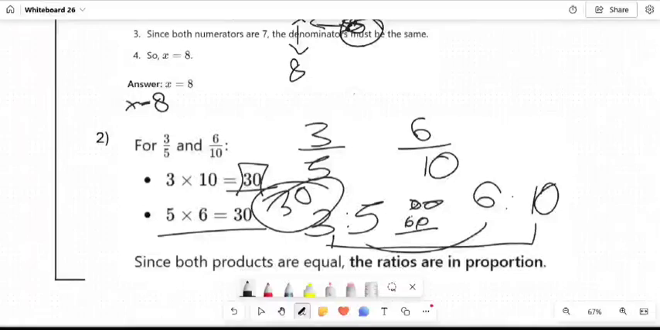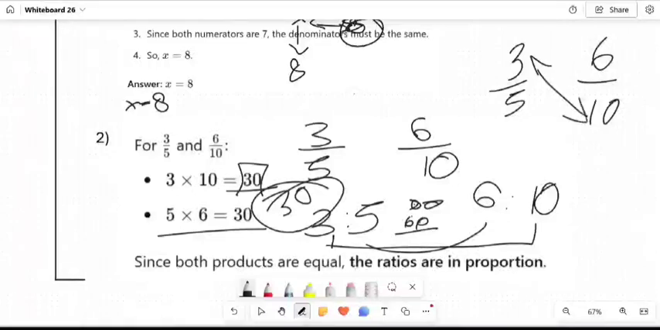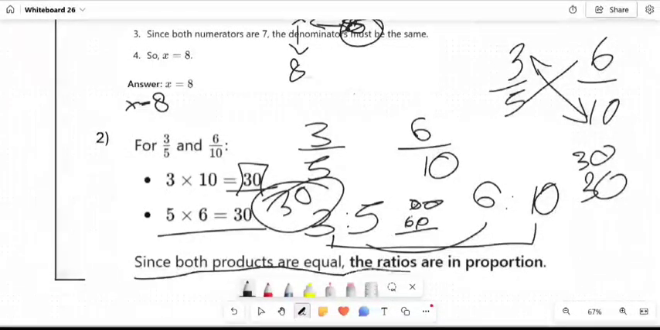Now let's go through another way, which is 3 by 5 is to 6 by 10. This is called cross multiplication. You might have learned it in grade 5. So we will do 3 into 10, the same thing but in cross multiplication, which equals 30, and 5 into 6, which also equals 30. Since both products are equal, the ratios are in proportion.